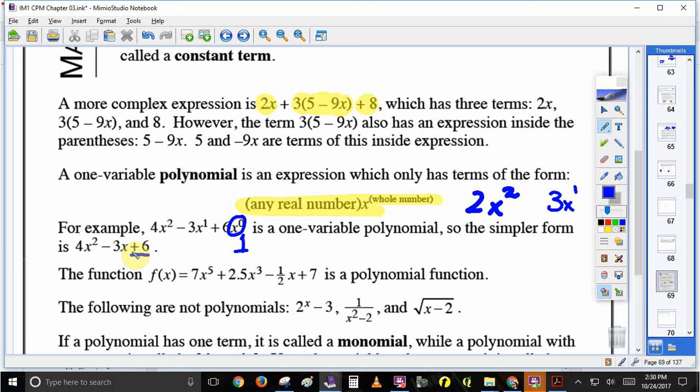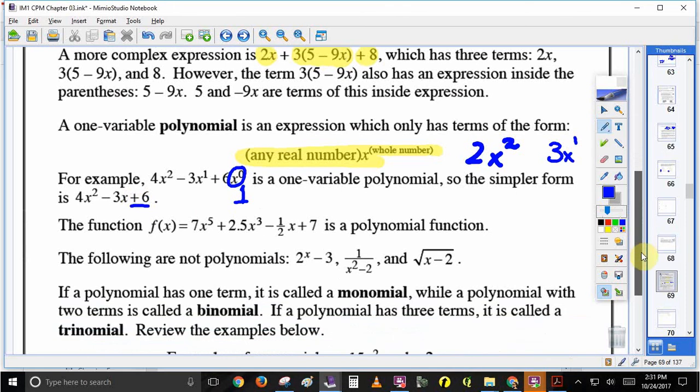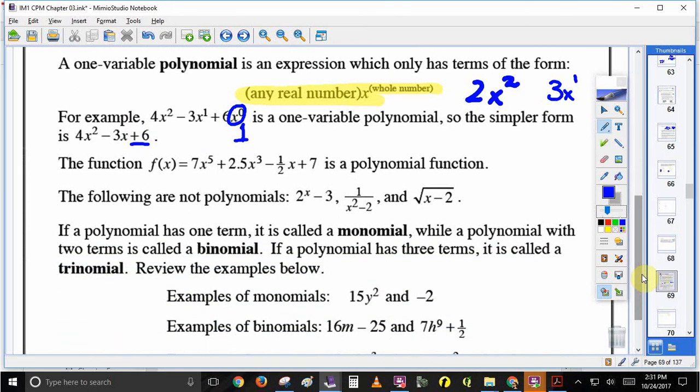The following are not polynomials. We have 2 to the x minus 3, 1 over x squared minus 2, and the square root of x minus 2. We cannot have a variable on the bottom of the fraction because that would give us a negative exponent if we moved it up. And we can't have our variables as the exponent in order for it to be a polynomial.